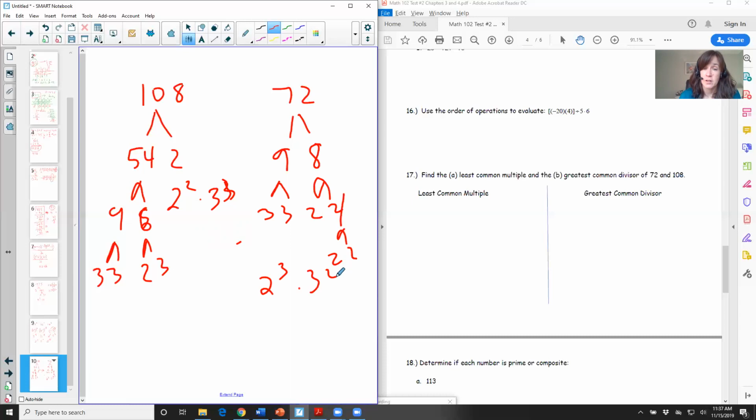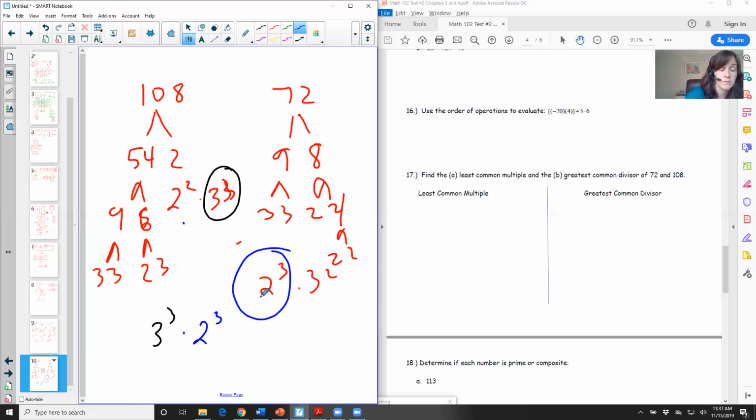Greatest common factor, or sorry, least common multiple is the most of each factor that they each have. So in this case, this guy's got 3 3s, they both have 3s, so I'm going to use 3 cubed. This guy has 2 cubed, so I'm going to use 2 cubed because they both have 2s. 3 cubed is 27, 2 cubed is 8. 27 times 8 is 216. That is the least common multiple.